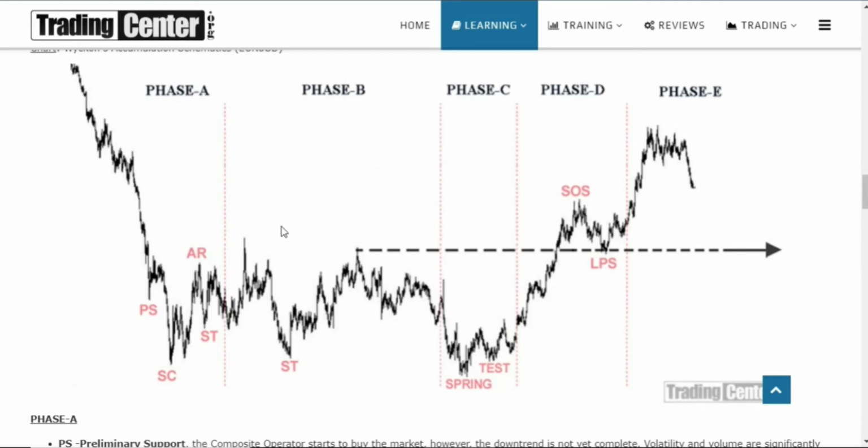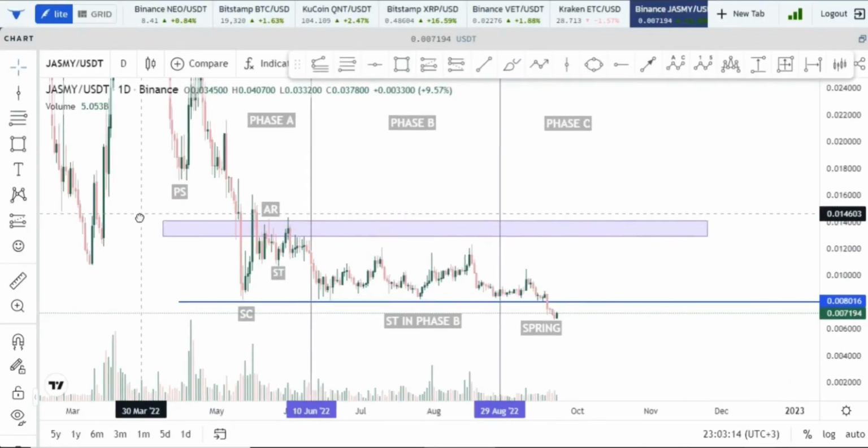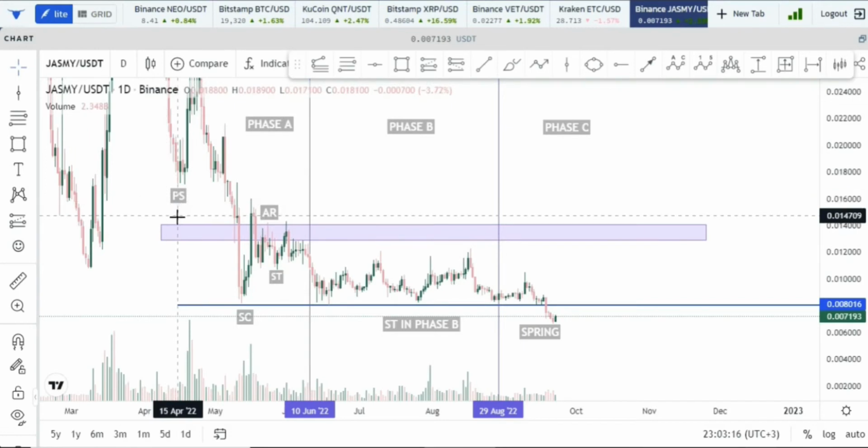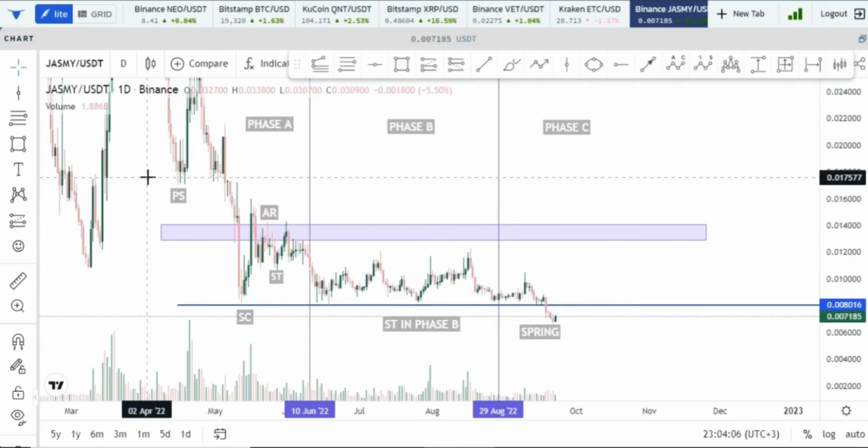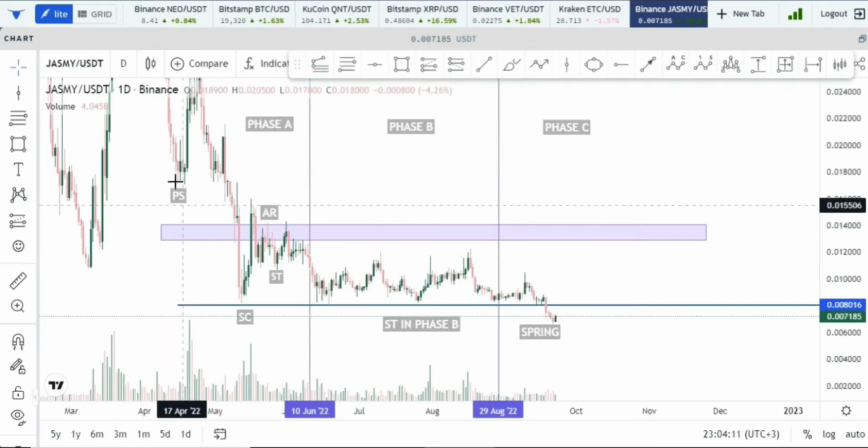So we're just going to look at the price chart to see are we meeting the conditions that are generally expected in a Wyckoff accumulation structure, right? So let's begin here with phase A, right here on the Jasmy price chart. You can see that I highlighted this area here, PS, which basically means preliminary support right here. At this stage, after prolonged downward momentum on the price chart, the first buyers start showing up right here.